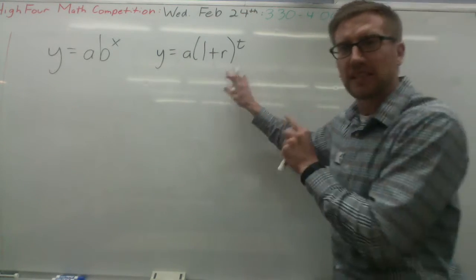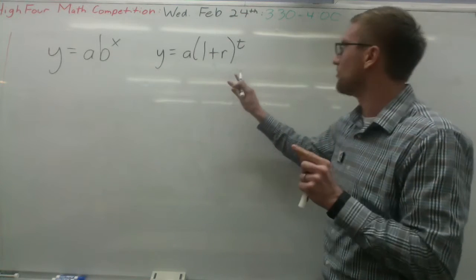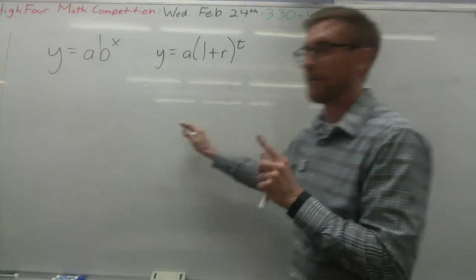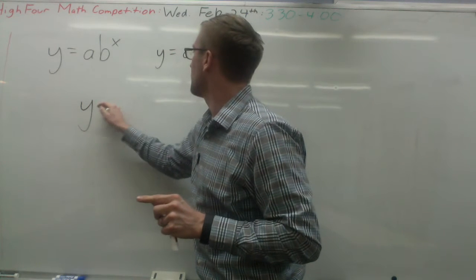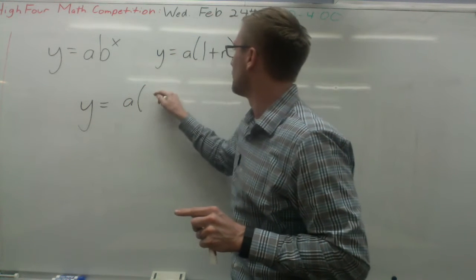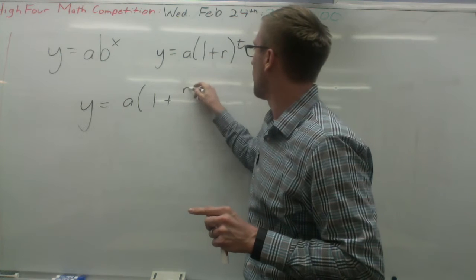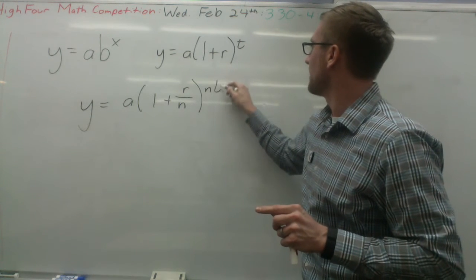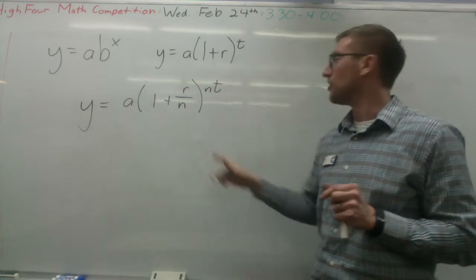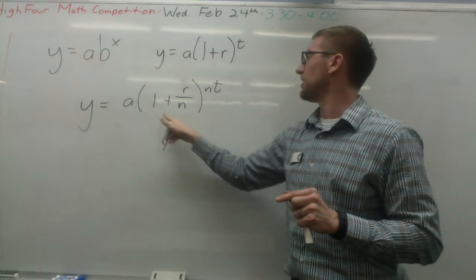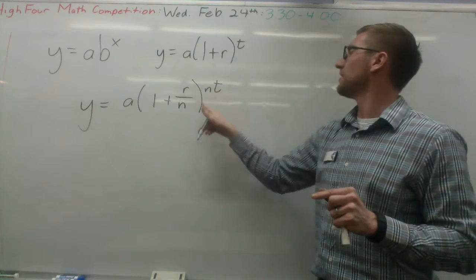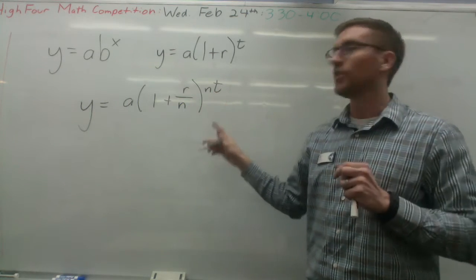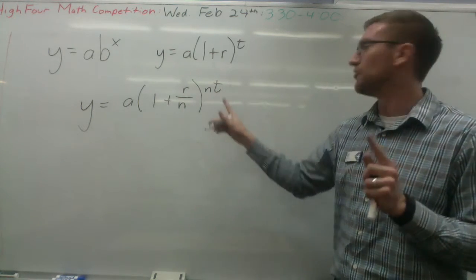And it's basically the same formula, except slightly altered. It now looks something like this. Y equals a times 1 plus r divided by n to the nt power. So this whole expression here, 1 plus r over n, is being raised to the nt power. So everything from before stays the same, except we have this new n.